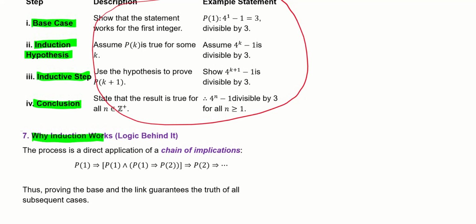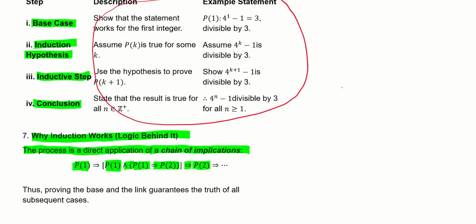Why induction works, the logic behind it. The process is a direct application of a chain of implications. P(1), and P(1) implying P(2). And that implies P(2), and then P(2) and P(2) implying P(3), and you can see that's going to go on. So that is where the ladder or the domino analogy comes in.